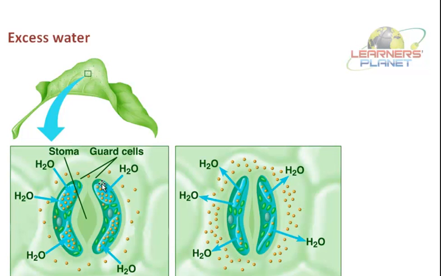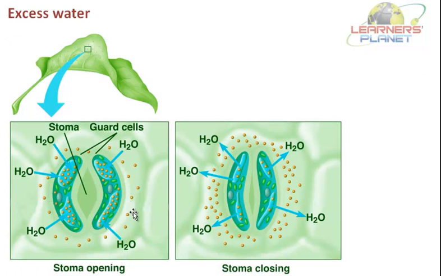So how is the excess water removed out? Yes, when this stoma is opened, water comes in, and when the stoma closes, water removes out. So excess water is excreted out of stomata, and this process is called transpiration.